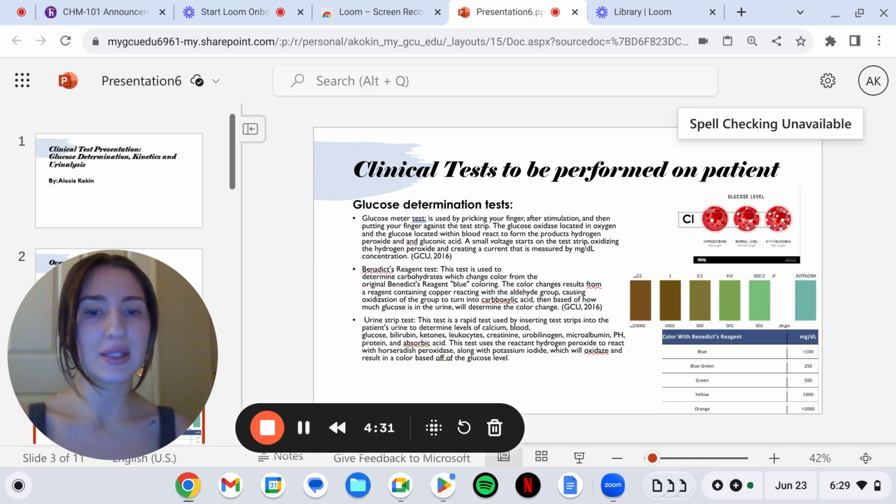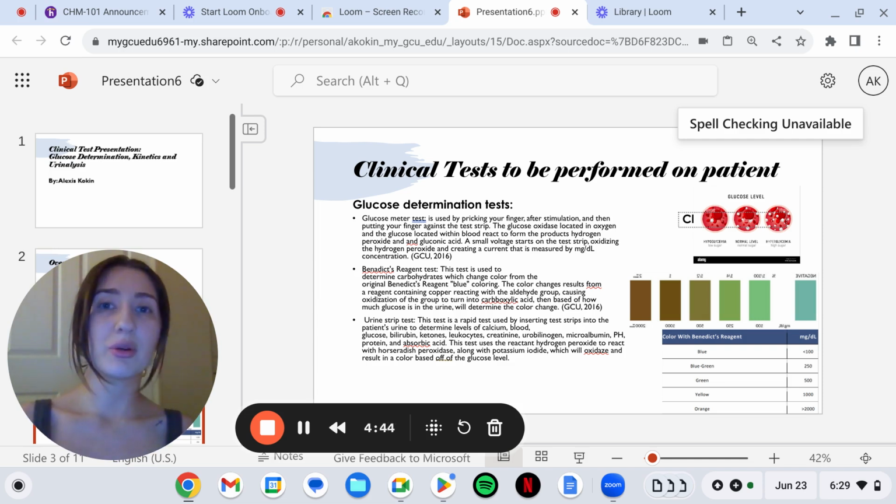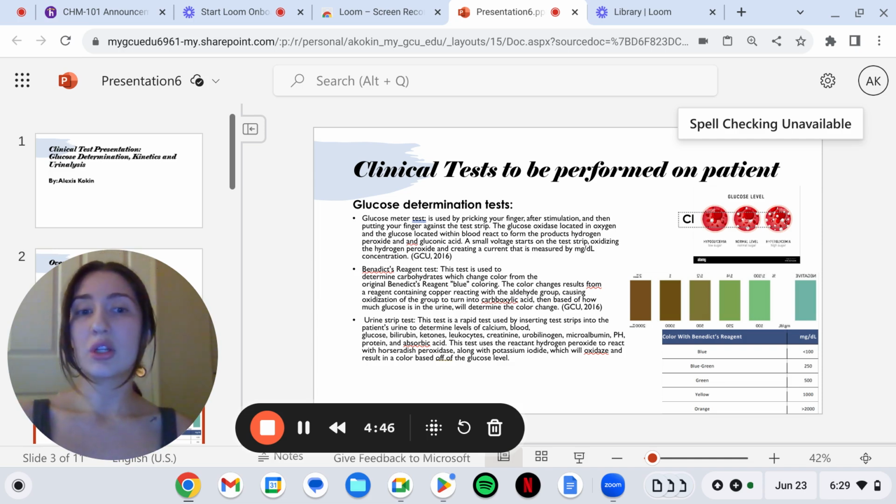measurements from this test. This test will use a reactant, hydrogen peroxide, to react with a reactant called horseradish peroxidase, along with potassium iodide, which all three will ultimately oxidize and result in a color based off of the glucose level that is seen in the urine.